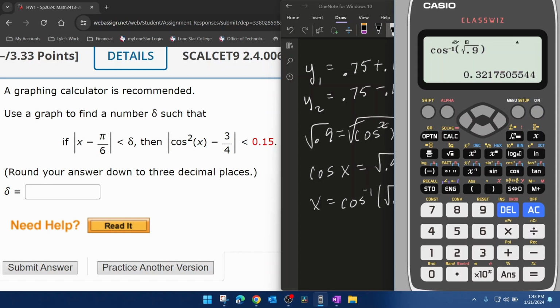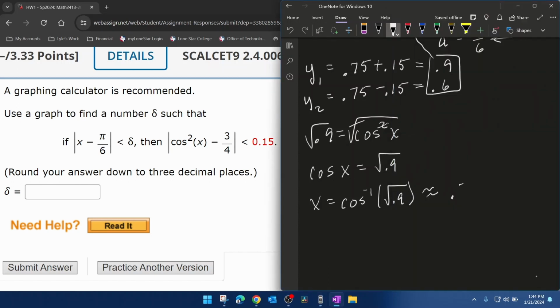And we need to round to 3 decimal places. 0.32. And not going to fall for that trick again. I notice it does say round your answer down. So we're rounding down, 0.321. We're going to call that x1.